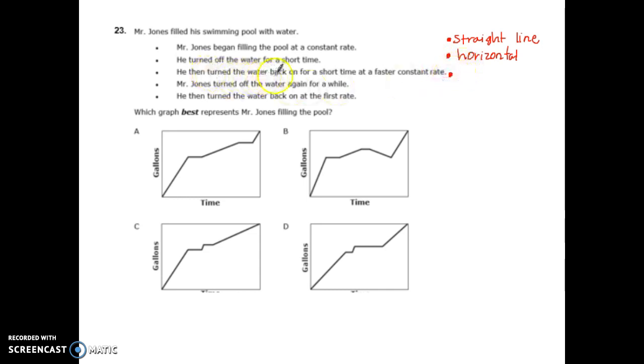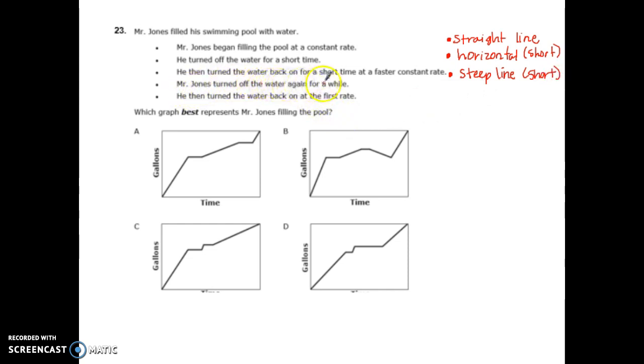He then turned the water back on for a short time at a faster constant rate. He turned off the water for a short time. Duh, it says short time. So this is horizontal, but it's a short horizontal line because it says short time. He then turned the water back on for a short time at a faster rate. So this is a steep line, but it's short because of the time span.